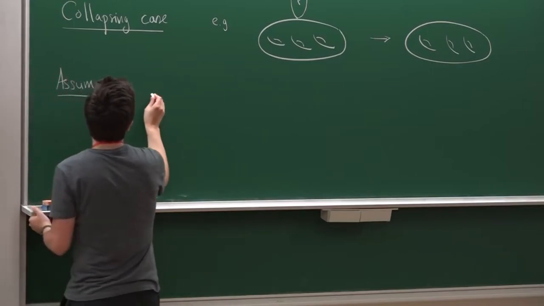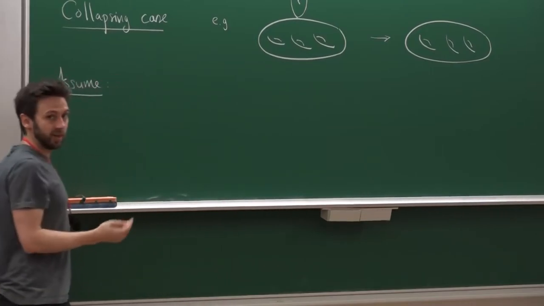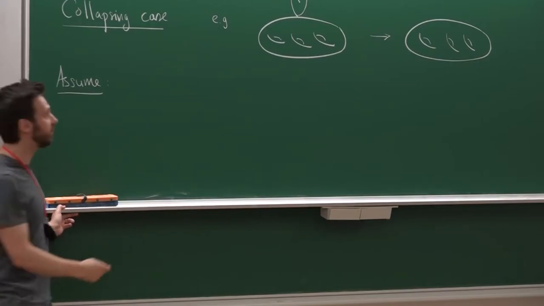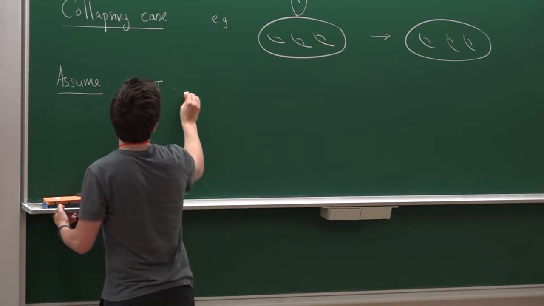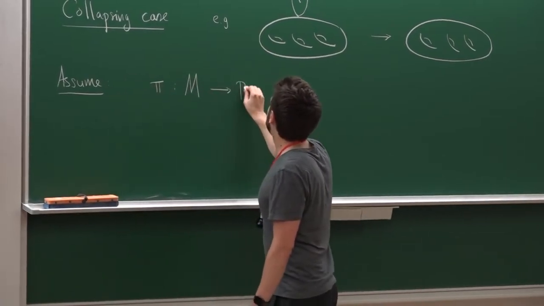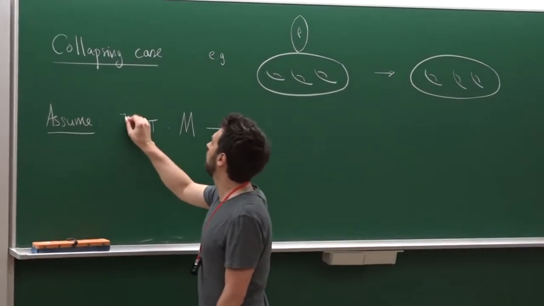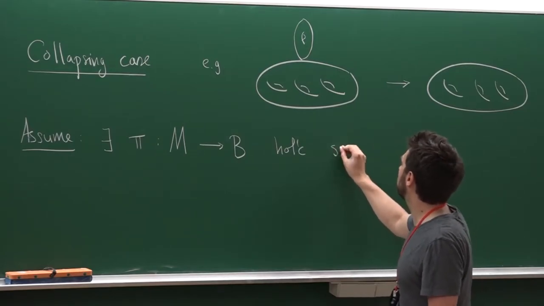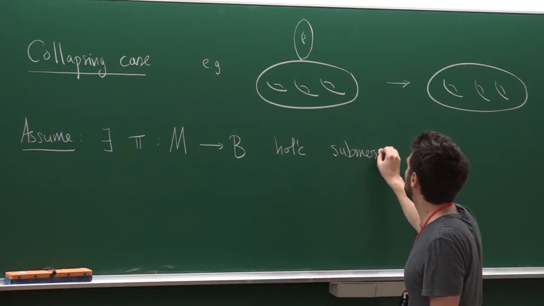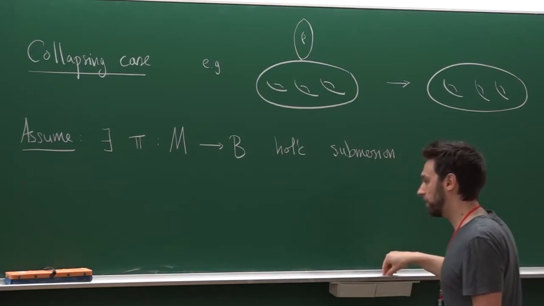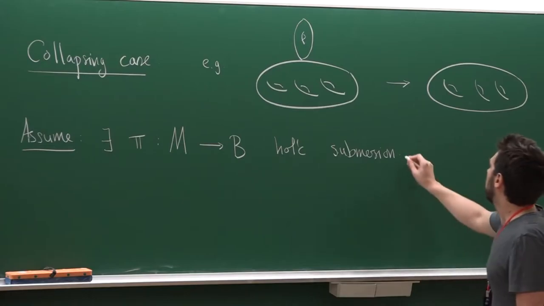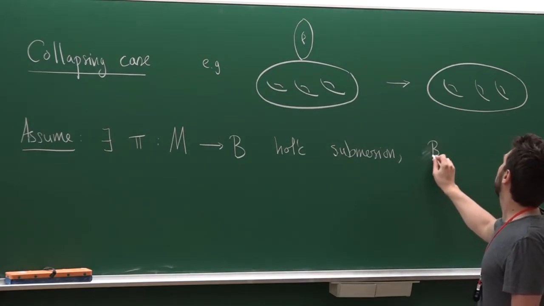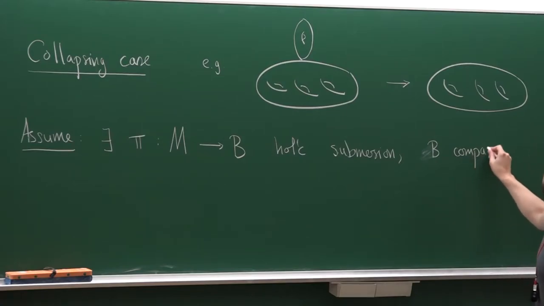So first of all, let's assume that we have the following structure. I want to assume that M has the structure of a fibration. So in other words, we have a map pi from M to B. So I assume that there exists a holomorphic surjective map, but not just surjective, I want it to be a submersion, a holomorphic submersion. So it has constant, has maximal rank, where B is a compact Kähler manifold with first Chern class negative.